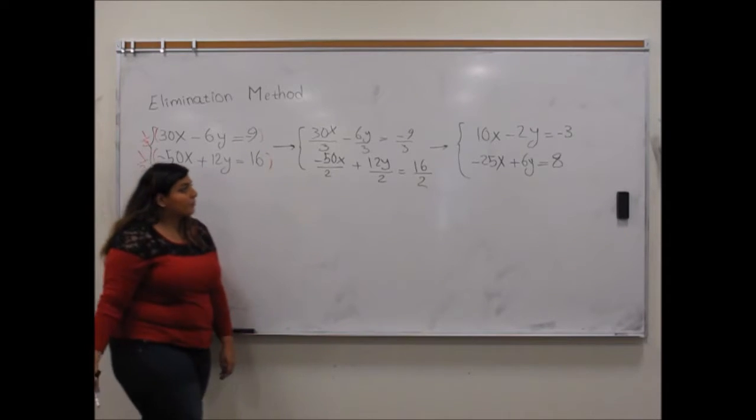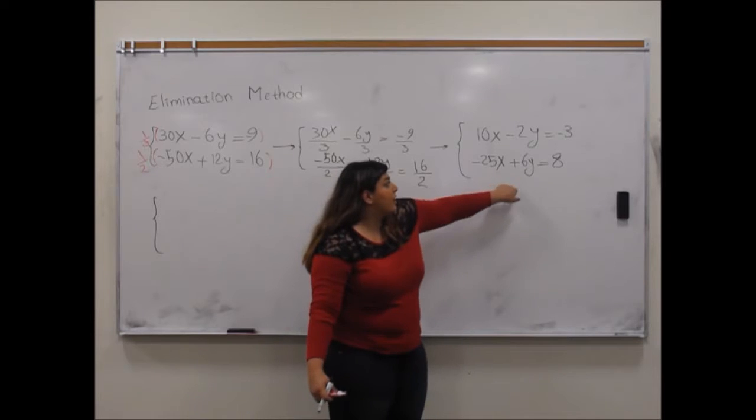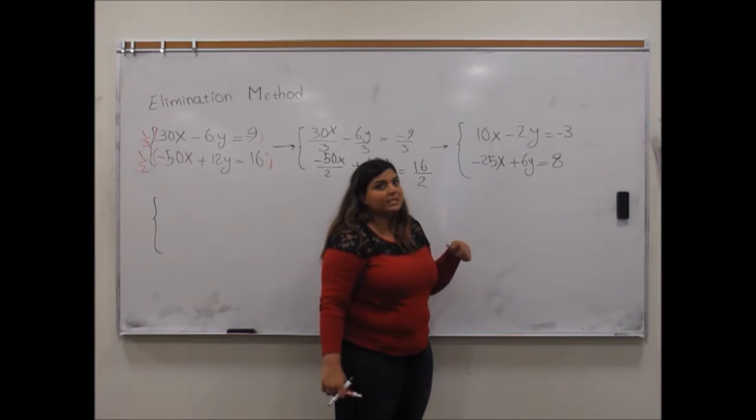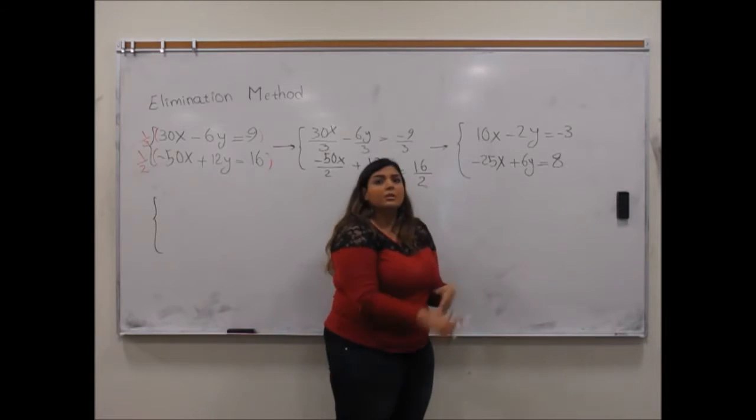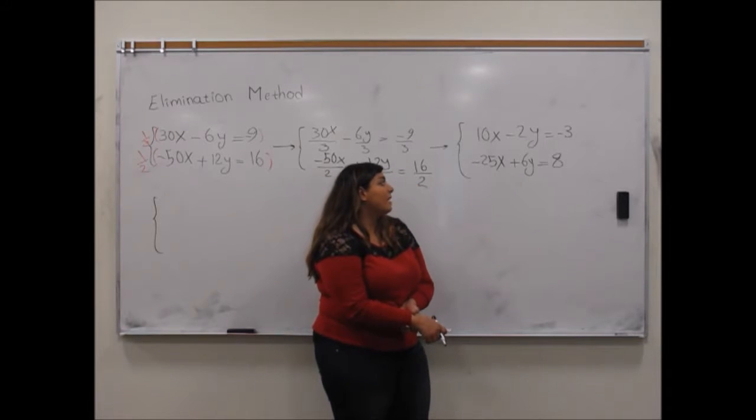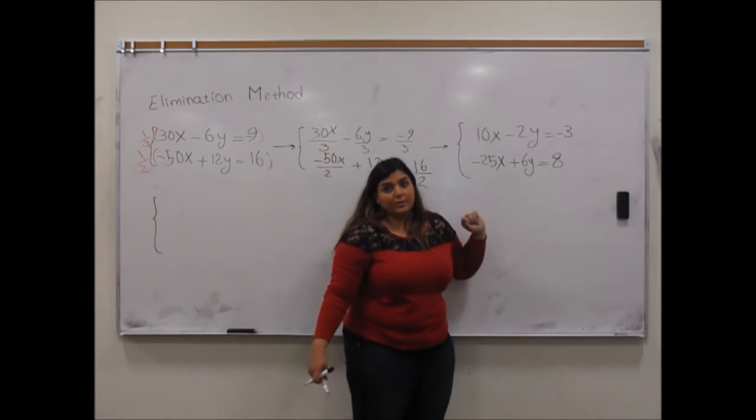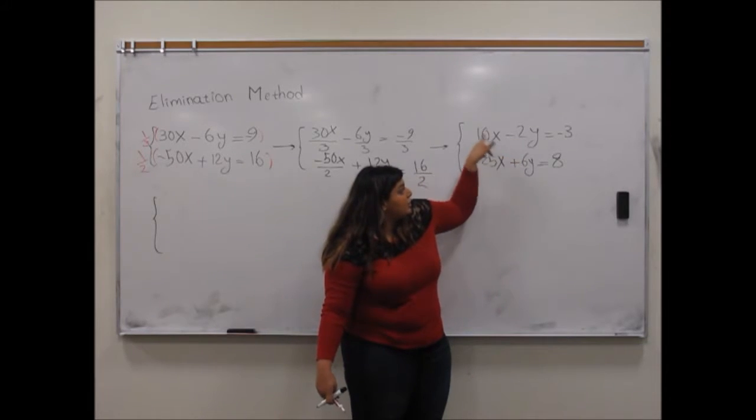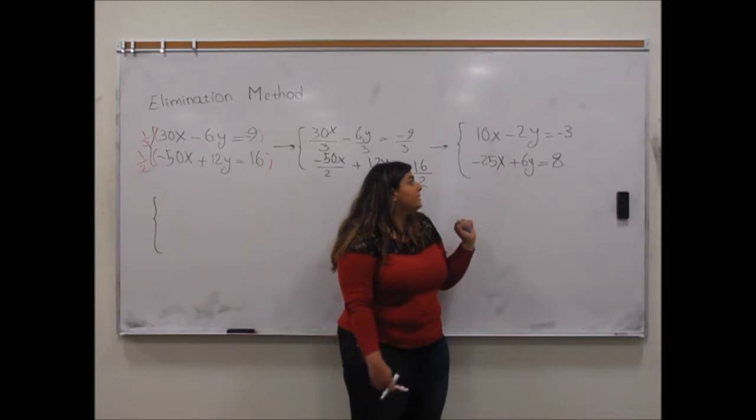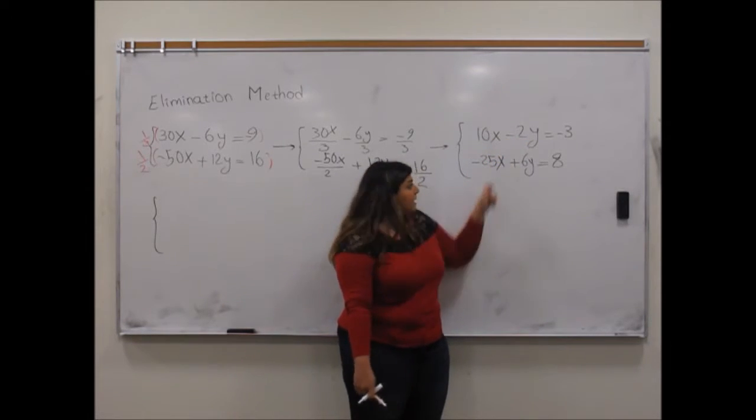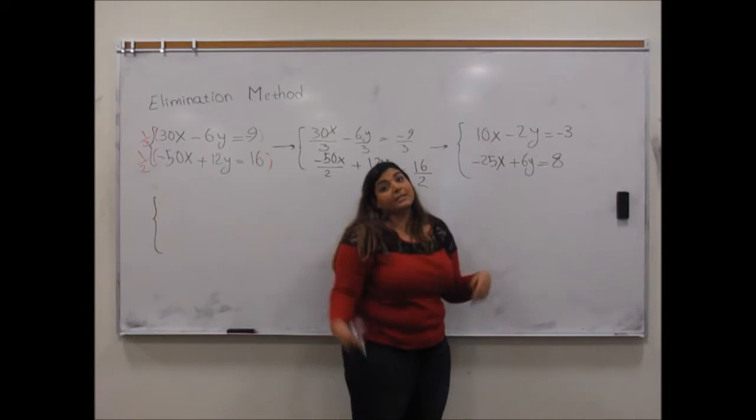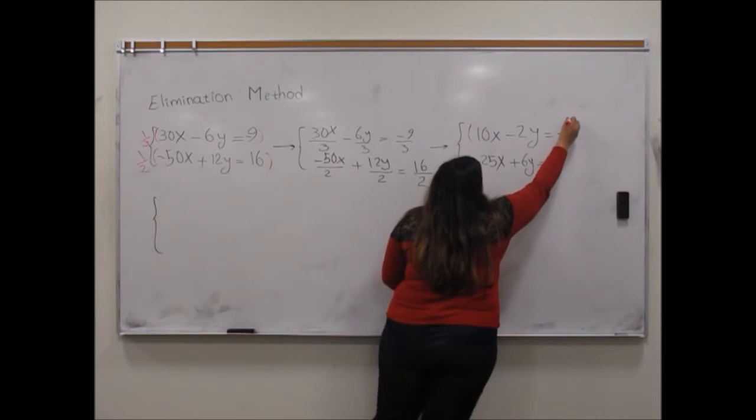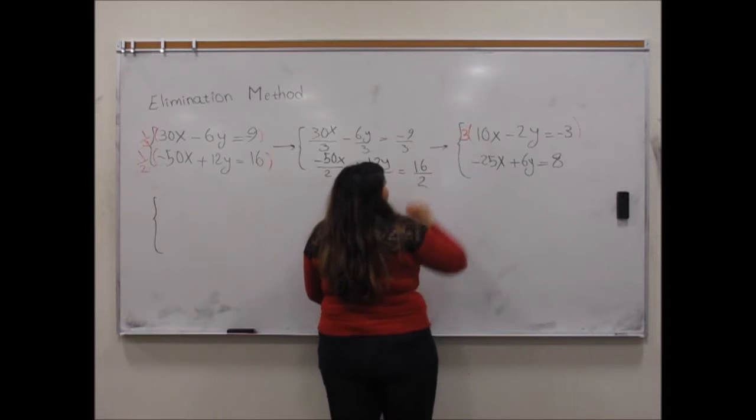Here, I'm going to choose to eliminate y's again because it's going to make it easier. It's kind of messy to try to eliminate x's. In order to eliminate y's, the signs are already opposite, so we're good. I have 6, I have 2. So if I multiply the first equation by 3, 3 times 2 is going to give me 6, negative 6y plus 6y is going to give me 0, so I can get rid of that variable. So I'm going to go ahead and multiply the first equation by just a 3.